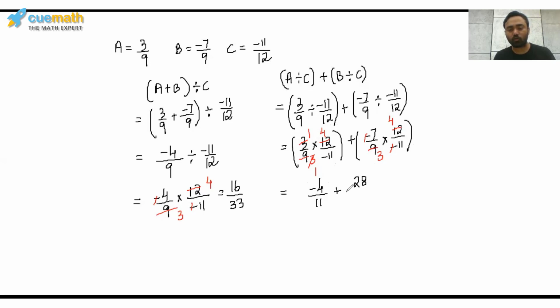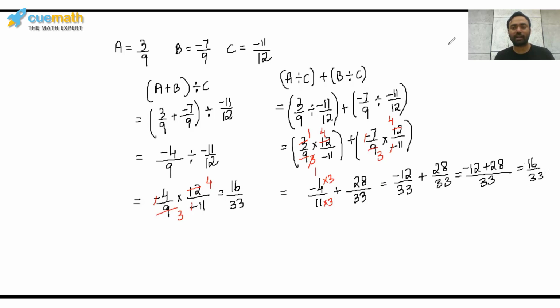So 28 over 33. Now between 11 and 33, the LCM is 33. So we'll have to multiply 3 here to make this 33. We'll have to multiply the same number here. So we are going to get negative 12 over 33 plus 28 over 33. We take the LCM here, we are going to get 33. Negative 12 plus 28 will give us 16 over 33 as the value of the second expression.